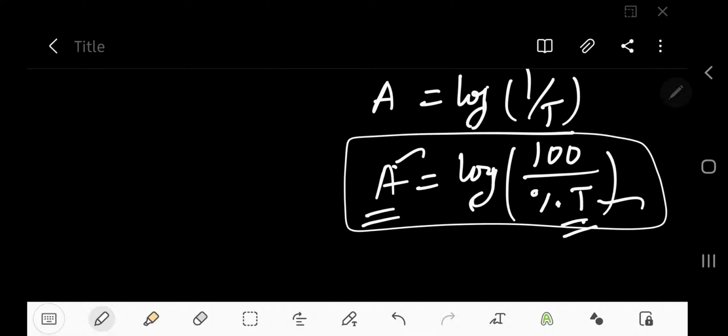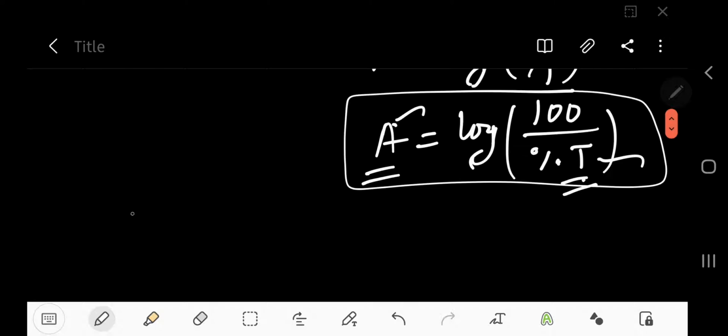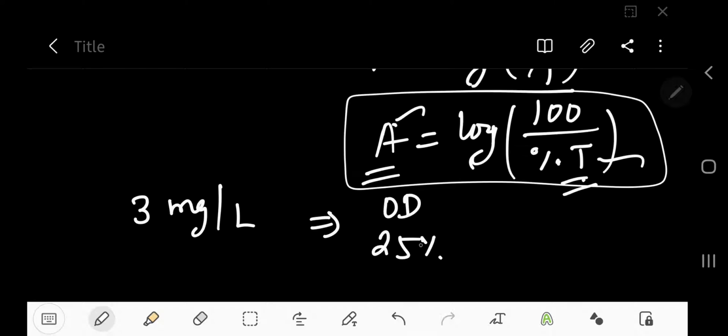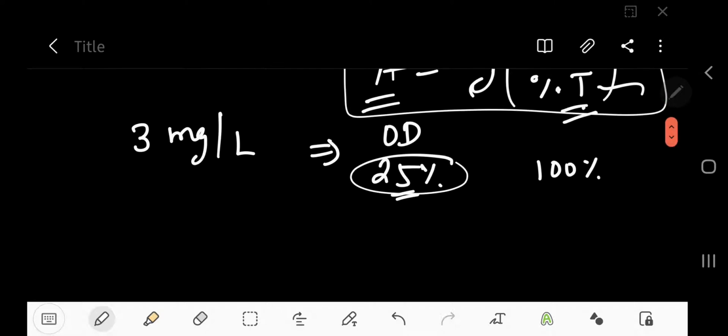Suppose the absorption is given, or the transmittance has been asked in the question. For example, consider this question. A solution which has the concentration 3 mg per liter absorbs 25% of the incident light. It means the incident light is 100% and the absorbed light is 25%. They have not mentioned the transmitted light, they are mentioning the absorbed light. In UV radiation liquid state analysis, we will always be analyzing the transmitted light.